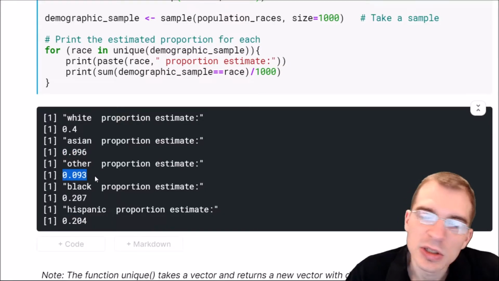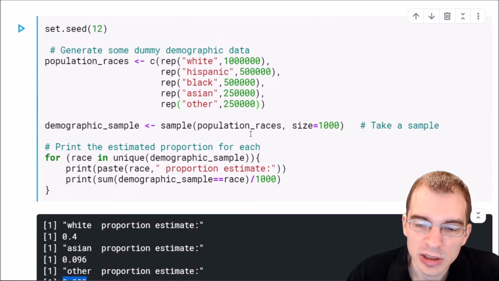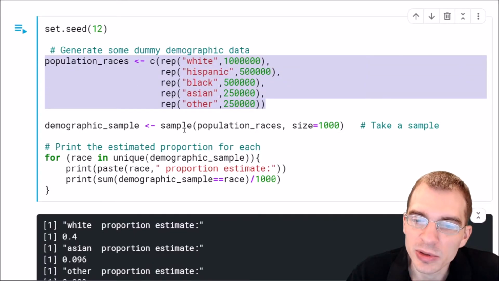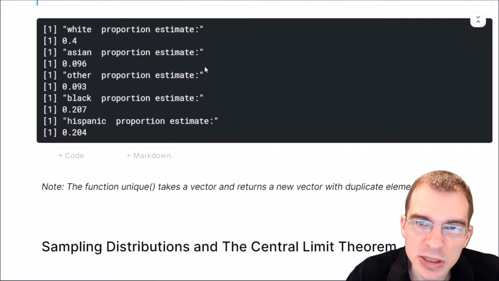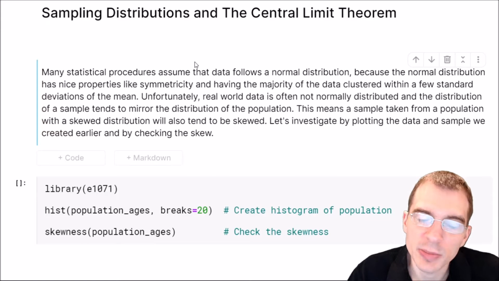So these ones we sampled a little bit off, but by sampling just 1,000 people, we were able to get very close to what the actual proportions were, even though 1,000 is way less than the total population size of 2.5 million. So this brings us to the concept of sampling distributions and the central limit theorem.